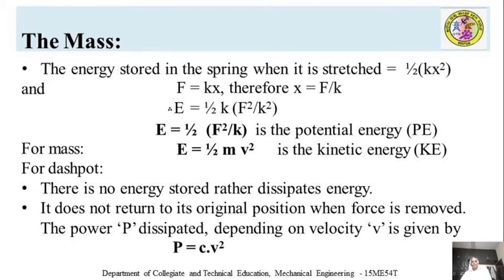So the power dissipated is P, that is equal to CV square, where V is the velocity of the body, the velocity of the object. So P is the power dissipated.